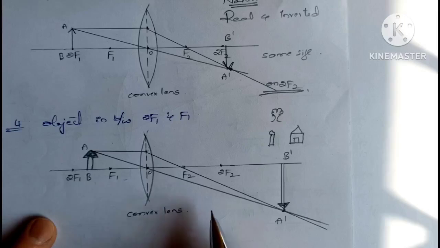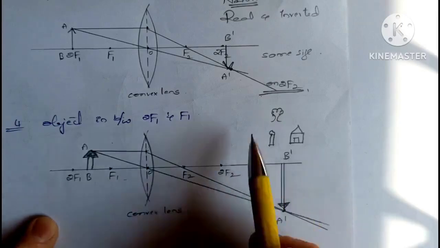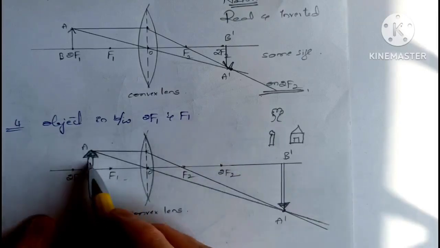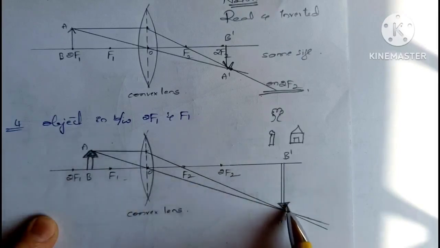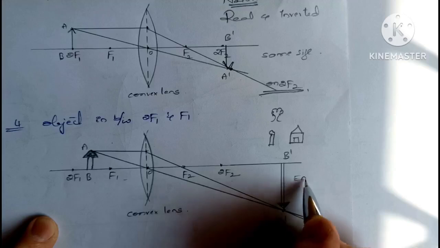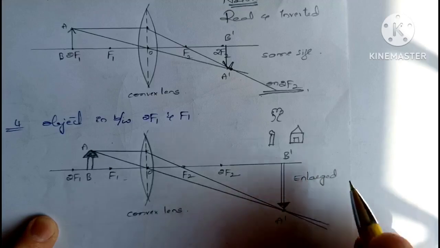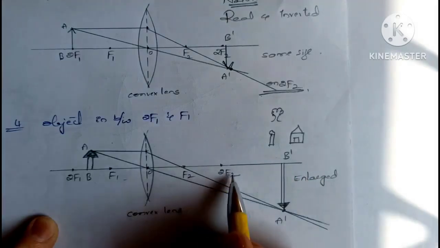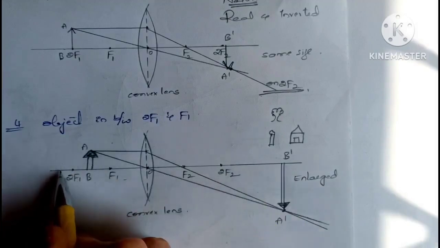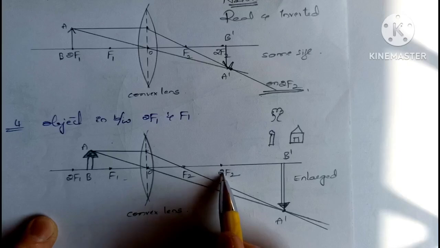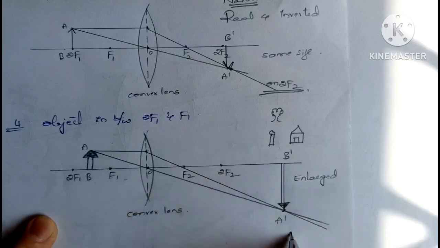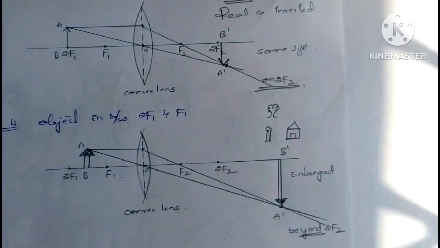And now nature of the image, real and inverted. Size of the image: here, see, object height is smaller and image height is bigger. So with that we consider it an enlarged image. And the position: see, position 2F2 after it came. 2F1 before, we call it beyond, and here also we can use the same. 2F2 after means beyond 2F2. And now this is the position of the image. Okay, so now let's move on to the fifth construction.